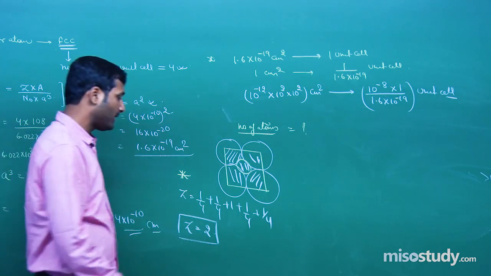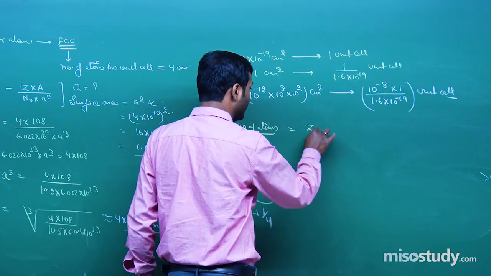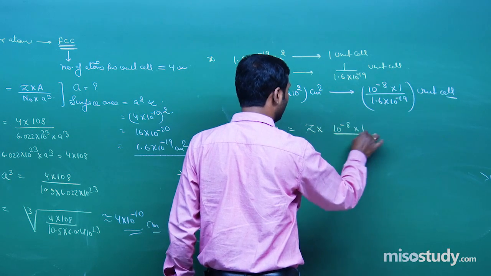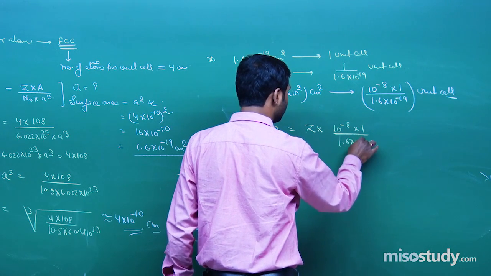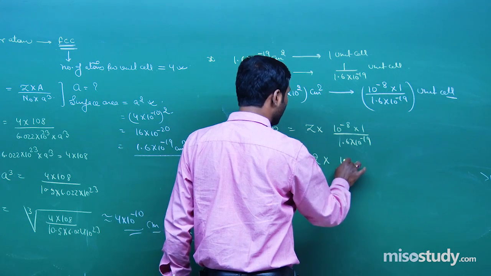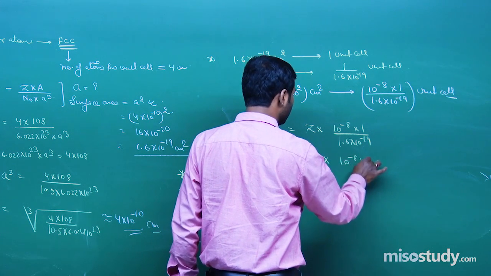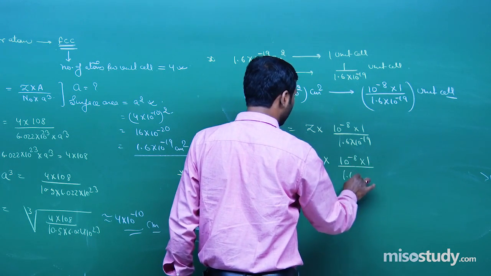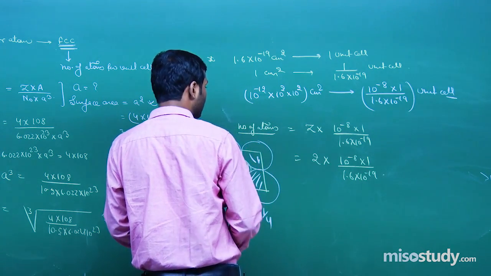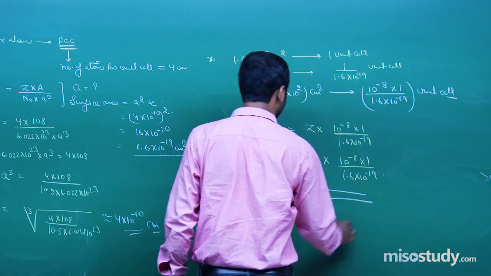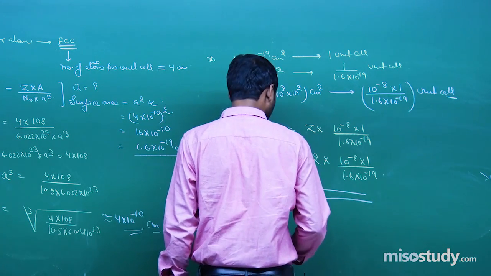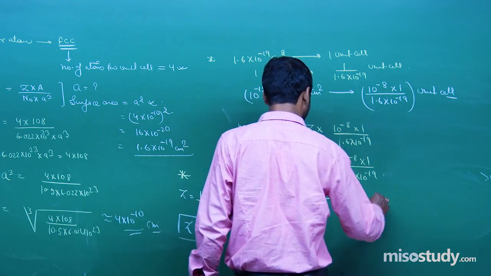So the number of atoms will be equal to Z multiplied by the unit cells, 10 to the power minus 8 multiplied by 1 divided by 1.6 into 10 to the power minus 19. The value of Z is equal to 2, so 2 into 10 to the power minus 8 multiplied by 1 divided by 1.6 into 10 to the power minus 19. After solving, you will get the number of atoms. It's very simple. You can easily solve this question. Yes sir.